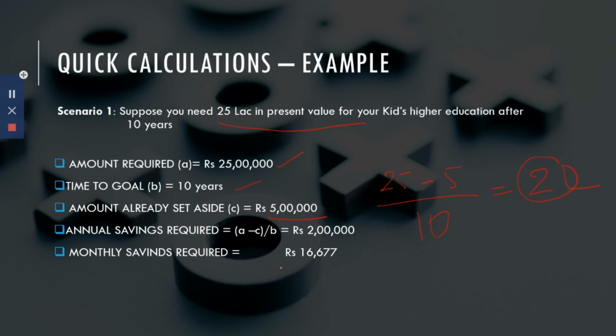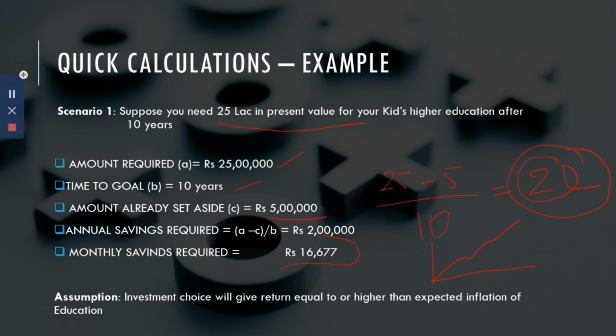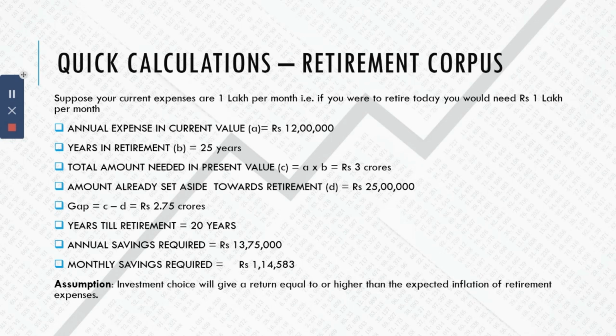Now there is an assumption here that the money you put in every year, including this amount, will at least grow by whatever the higher education inflation is. If that assumption is true, then all you need to do is a simple calculation like this, and you say, okay, if I save 16,677 every month, in 10 years' time I will have the future value of 25 lakhs. Does it make sense? Clear? Yes, sir.